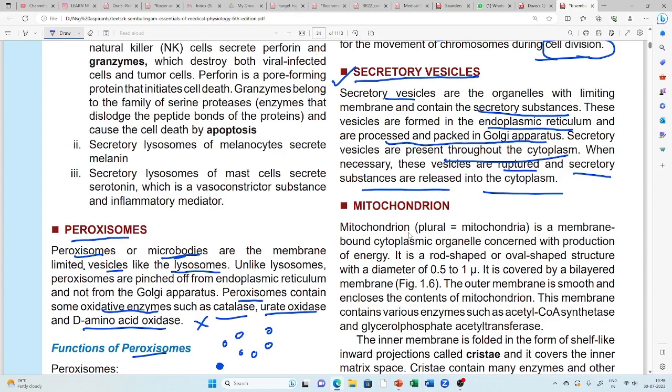Cytoplasm means that fluid, okay, semi-liquid. Inside that, secretory vesicles are found, and once any situation comes where we need the secretory substances, these vesicles will rupture and release secretory substances. Okay, this is secretory vesicle.